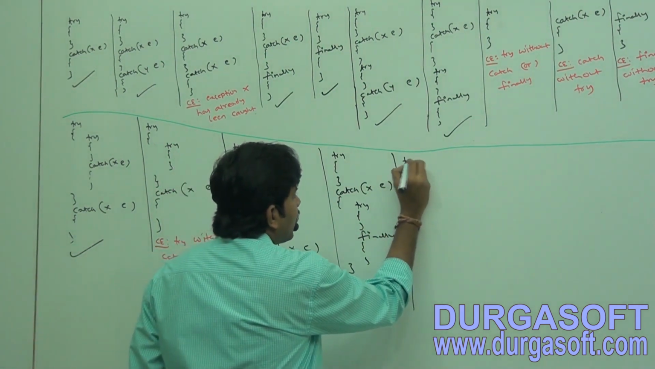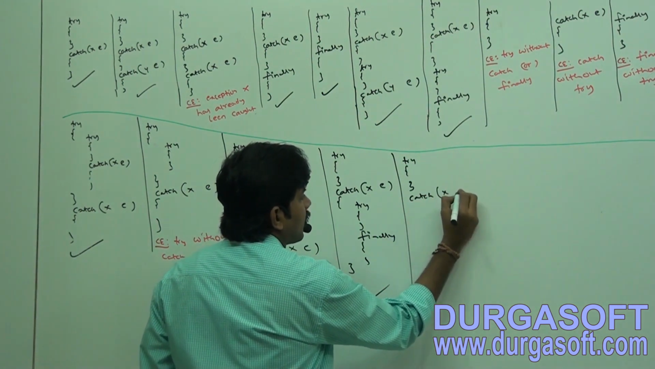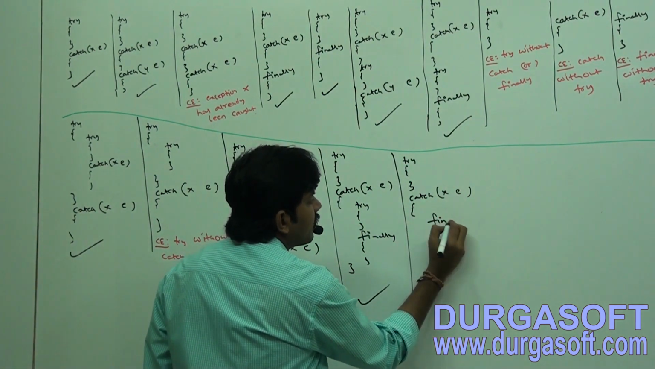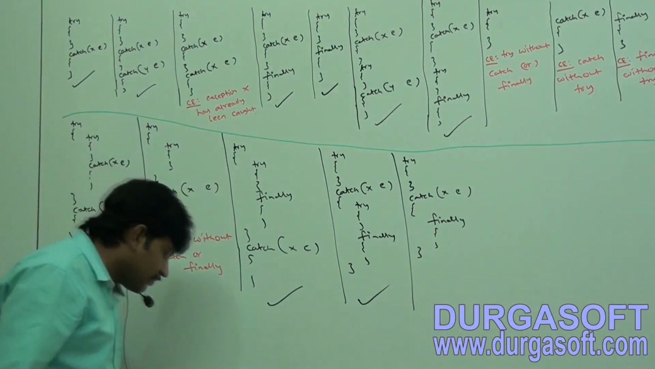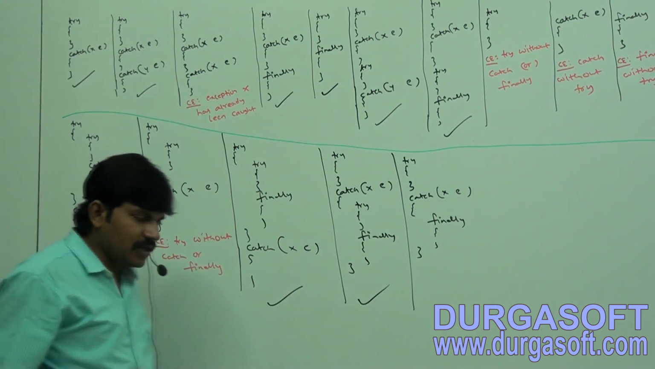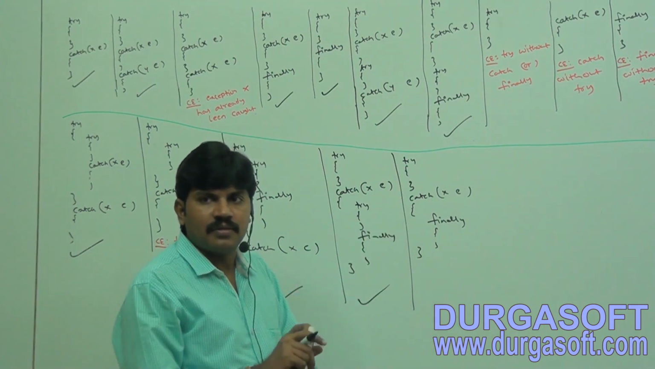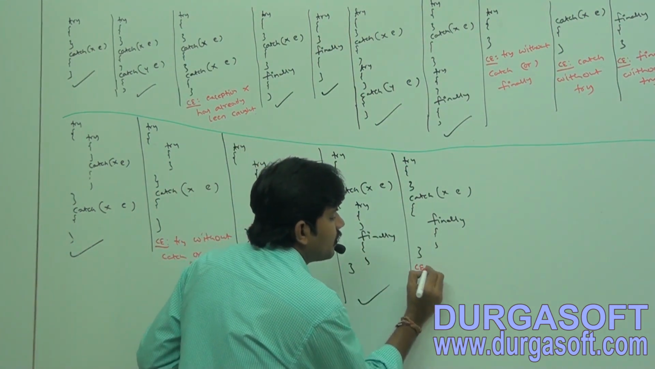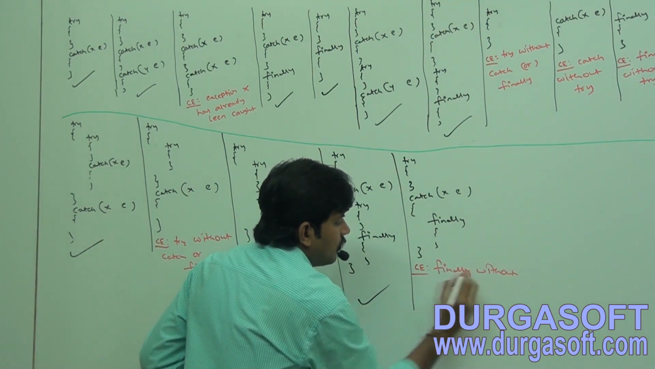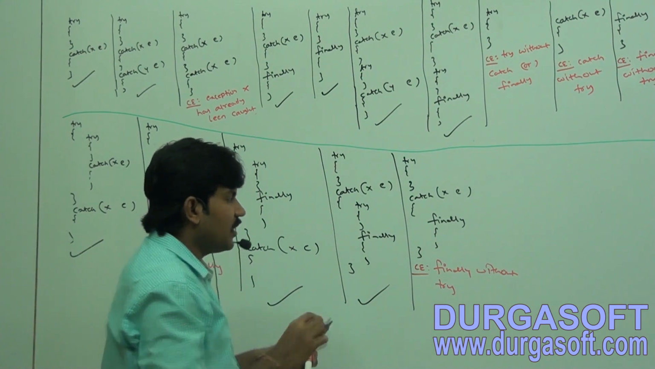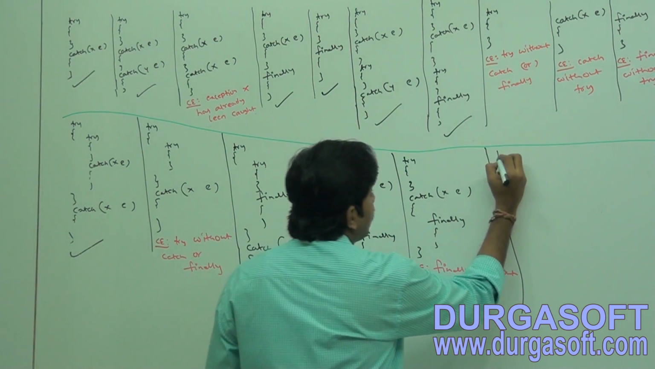Next I am taking try, within the catch block, within the finally, catch block, within that finally. Valid or invalid? Invalid, because if you are taking finally, where is the corresponding try? That's why what compile time error we will get? Finally without a try. Finally without a try, like this. You are getting?